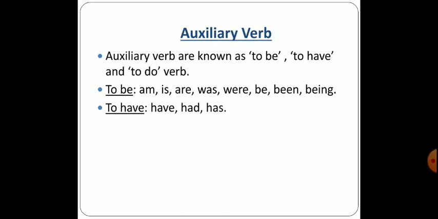The next one is to have verbs, that is have, had and has. And the next one is to do words, so that is do, does and did. So you are supposed to remember that over here auxiliary verbs are known as am, is, are, was, were, be, been and being. Then we have have, had and has. Then do, does and did. You are supposed to remember this, my dear students.